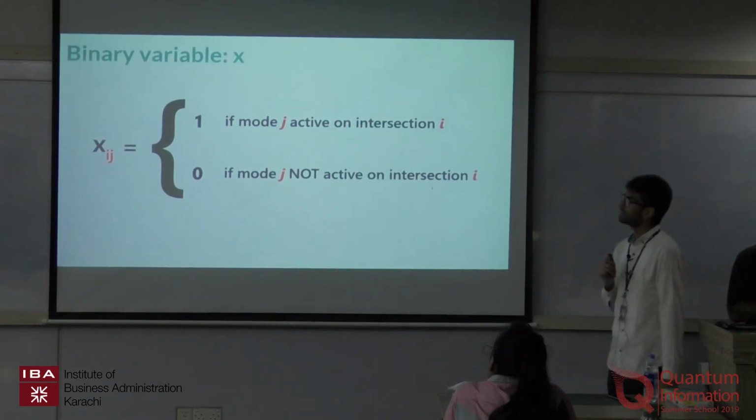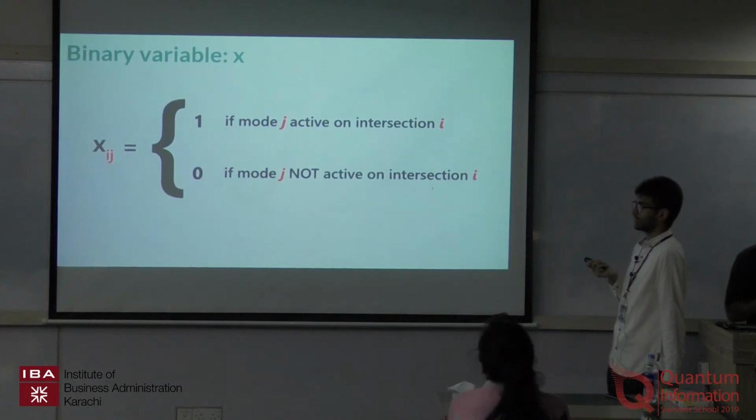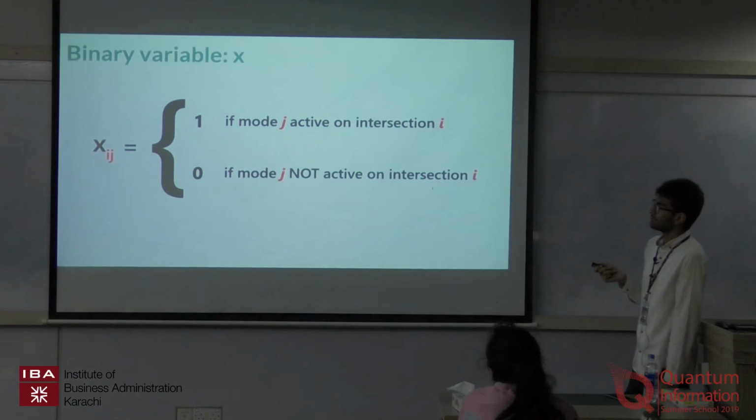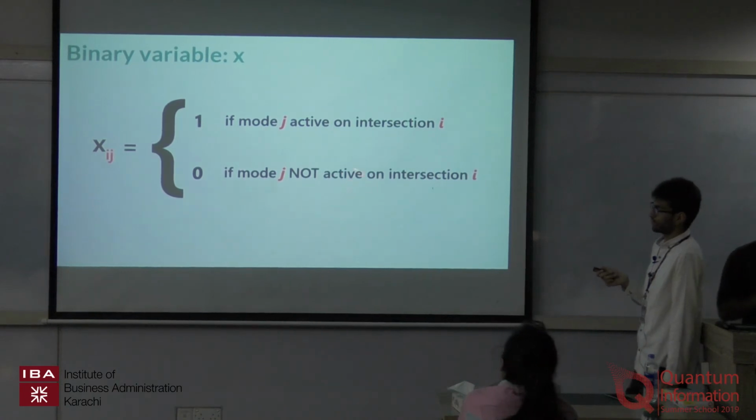Now, let's define a binary variable. Our binary variable is xij. Since it's binary, it can take only 1 and 0. So if this variable has a value 1, it means that on the ith intersection, jth mode is active. Otherwise, it's 0 if that mode is not active. Some other mode is active.